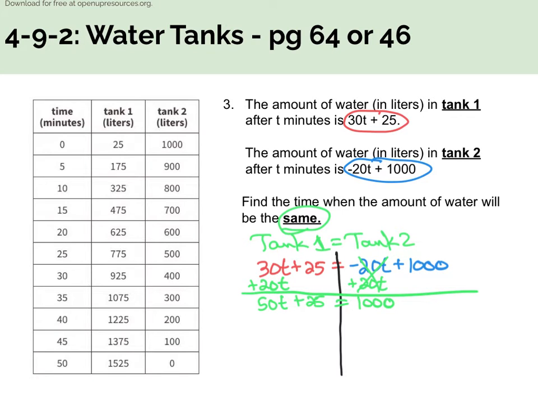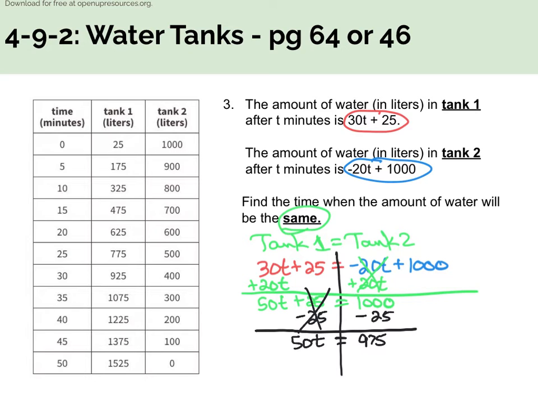All right, next we want the 25 to be on the other side with the 1,000. 25 is adding, so we are going to subtract 25 on both sides of the equation. Let's grab our calculator. 1,000 minus 25 is 975. Positive and negative 25 go away, they make a 0, and then we have 50t.